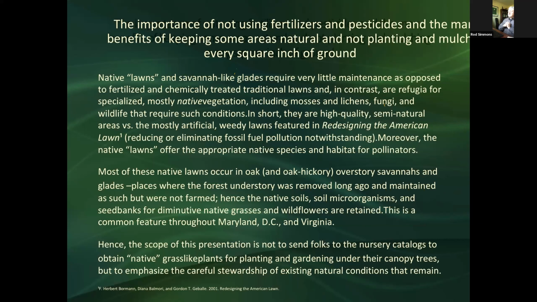But basically the idea is to try to preserve that if one is so inclined, because there's a whole suite of native grasses, sedges, rushes, and small, diminutive wildflowers that occur naturally in there, that are present in these native lawns, that are beneficial and important for wildlife, and very attractive, and so we don't want to destroy them.